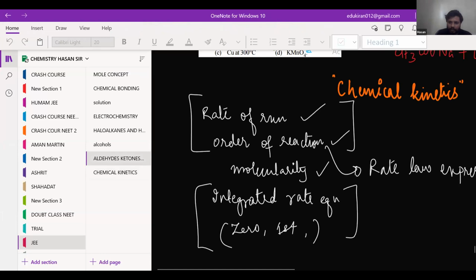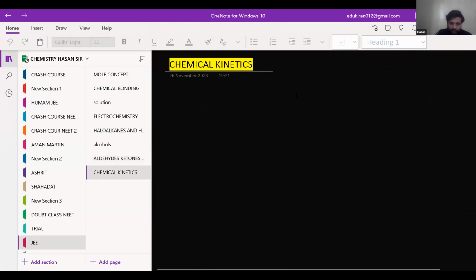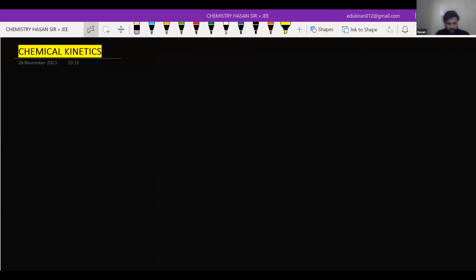This is what I told you to do: rate of reaction, order of reaction, molecularity, and integrated rate equation. This is what I gave you. The questions on these topics are very easy, basically. Let's start.